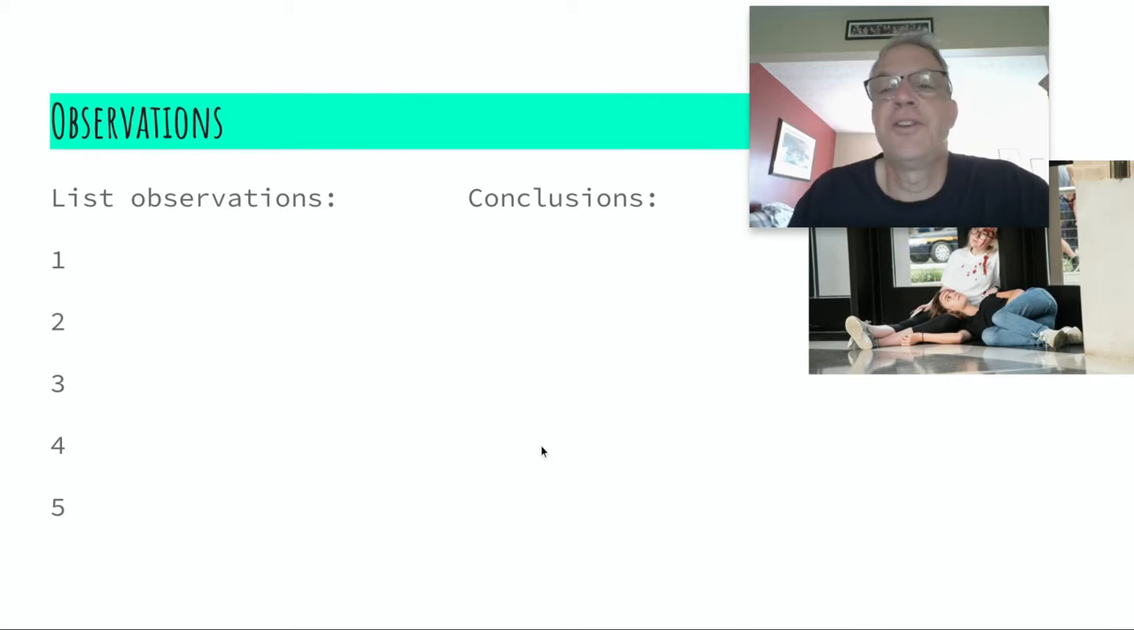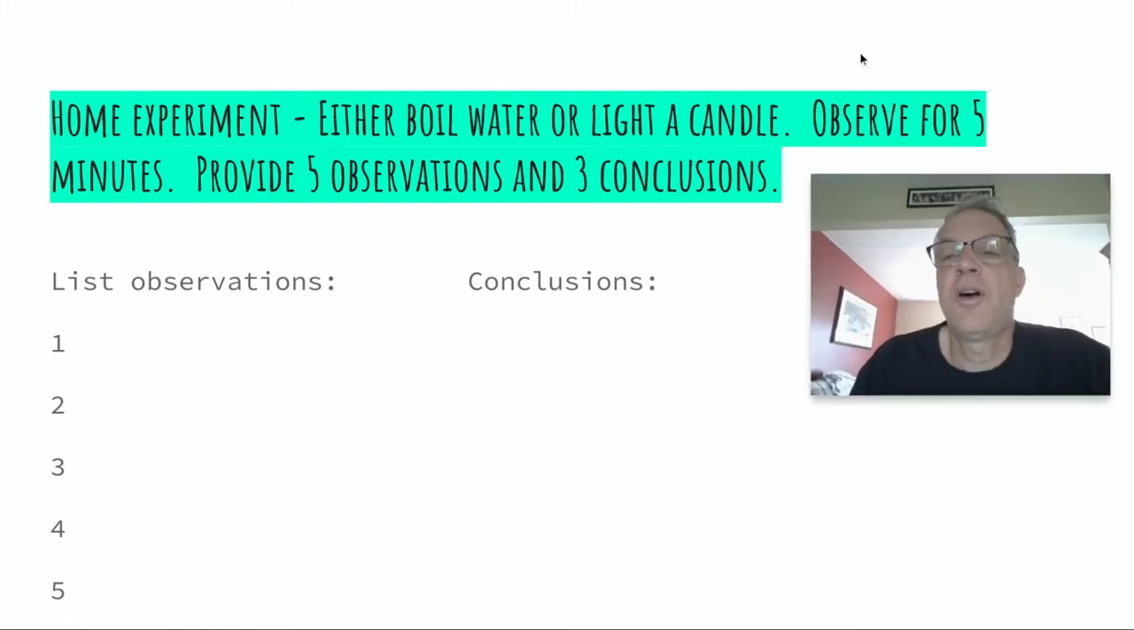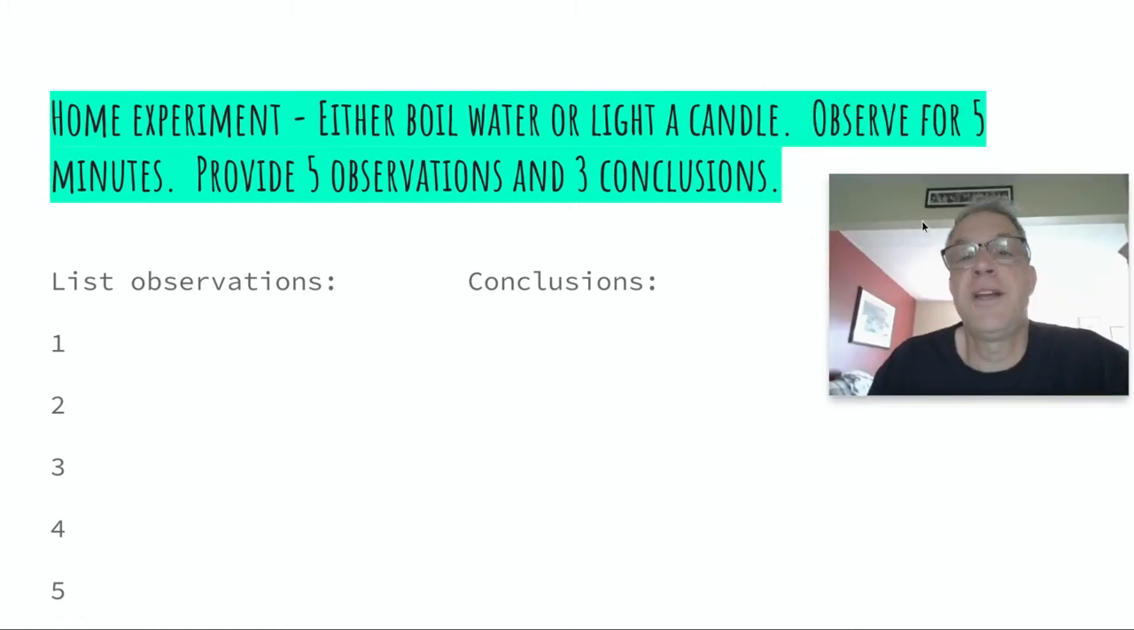The next thing you'll need to do, you'll have some notes here that you can do it on. And finally, for your take-home experiment, one of the things you'll need to do is to either boil some water or light a candle, observe for 5 minutes, and provide 5 observations and 3 conclusions.